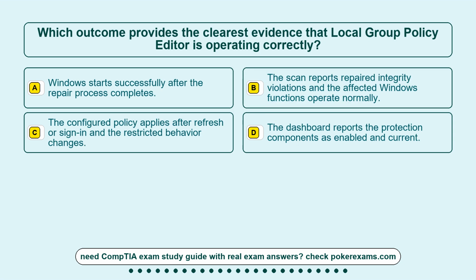Question 23. Which outcome provides the clearest evidence that Local Group Policy Editor is operating correctly? Option A. Windows starts successfully after the repair process completes. Option B. The scan reports repaired integrity violations and the affected Windows functions operate normally. Option C. The configured policy applies after refresh or sign-in and the restricted behavior changes.